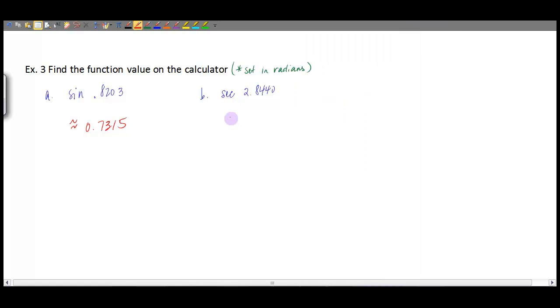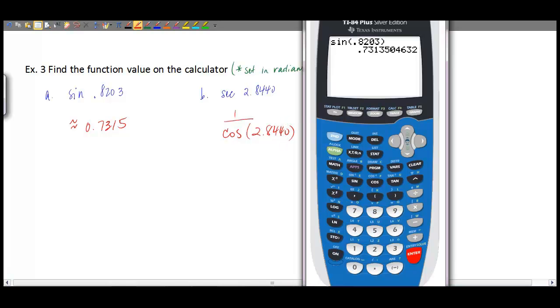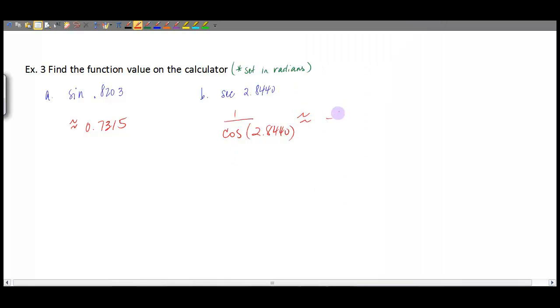So I need to think to myself, the reciprocal of secant would be 1 over the cosine of 2.8440. So pull the calculator up. I'm already in the right mode. So I'm going to say 1 divided by the cosine of 2.8440. Rounding to 4 decimal places again, and we get approximately negative 1.046. Okay. So negative 1.046. All right, no big deal.